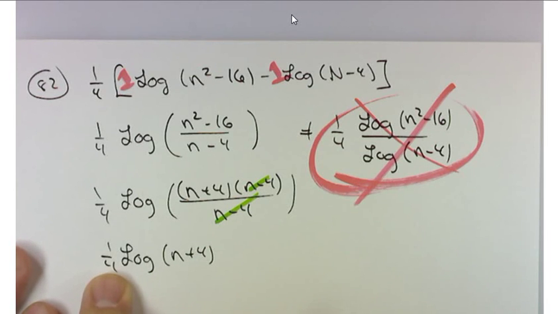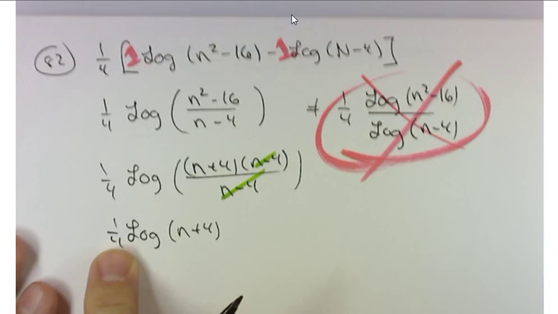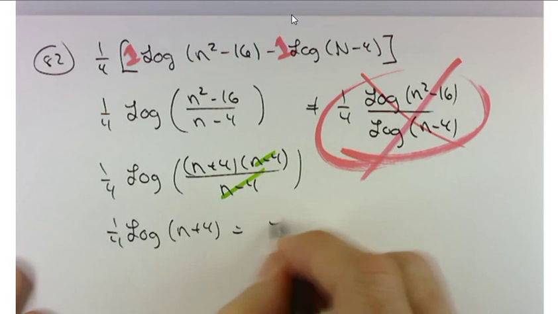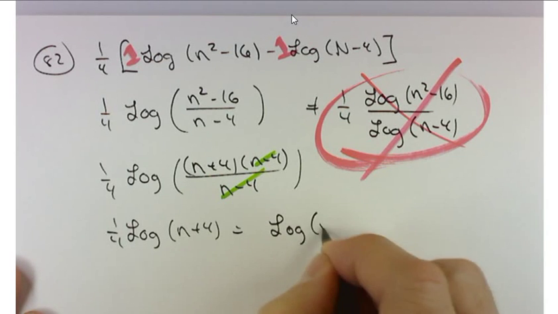But finally, let's get rid of this. How can I get rid of the 1/4 out in front? Gil, what do you suppose I can do there? Sure.